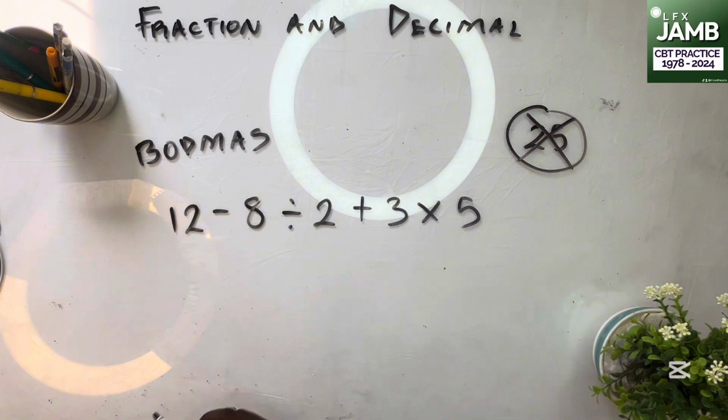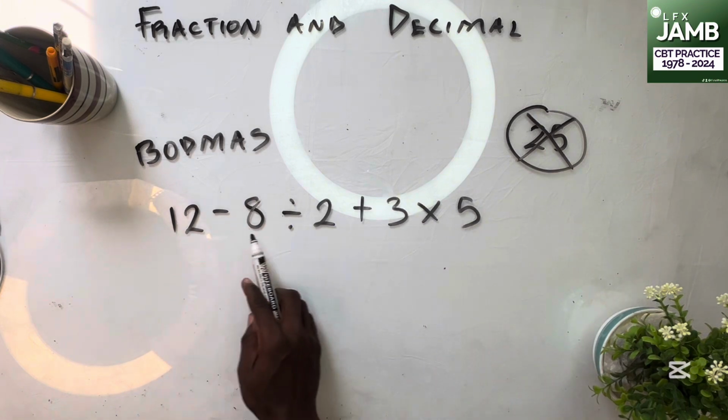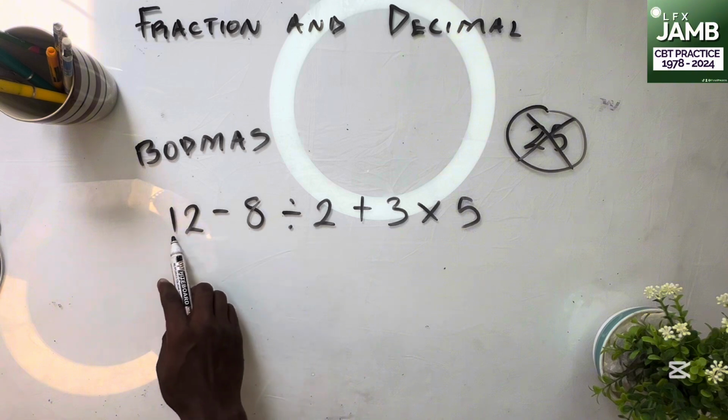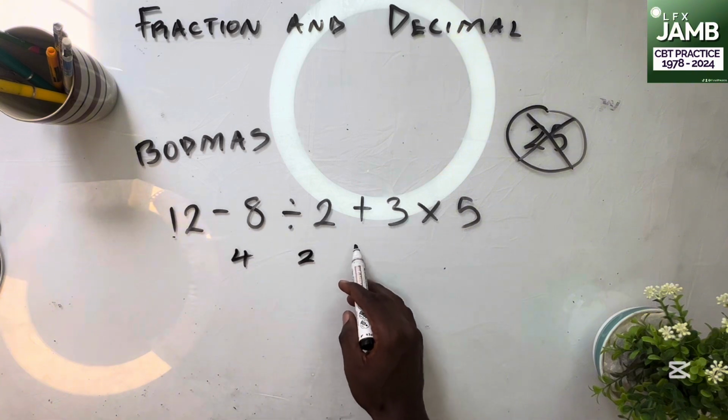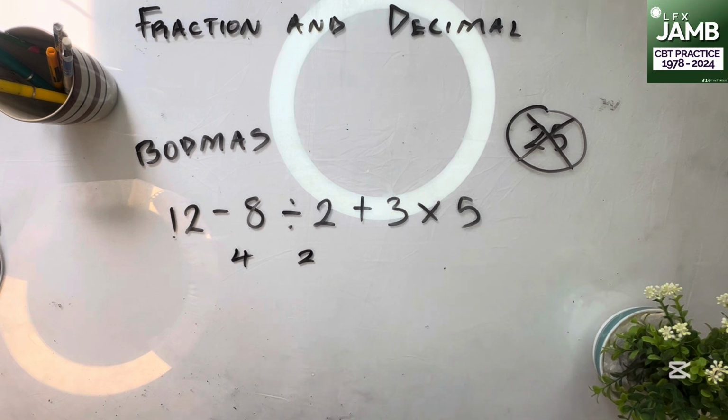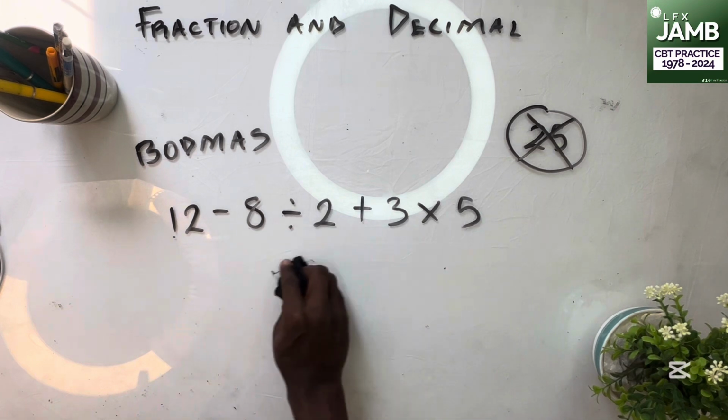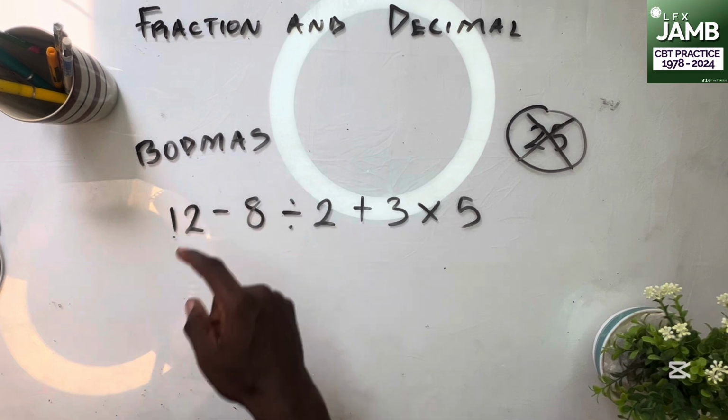For those who got 25, this is the thing they did. They started solving from left to right, because they had 12 minus 8, they had 4. 4 divided by 2, they did 2 plus 3, 5, and 5 times 5, 25, which is wrong if you don't follow the operation BODMAS.